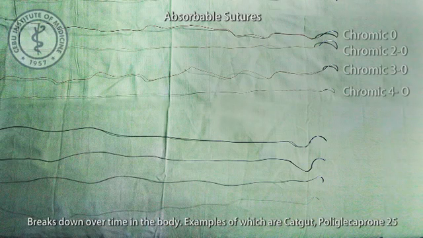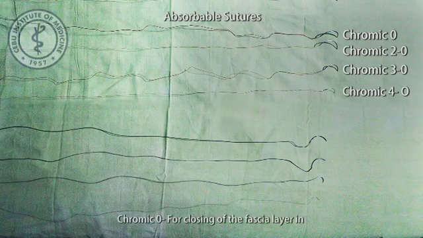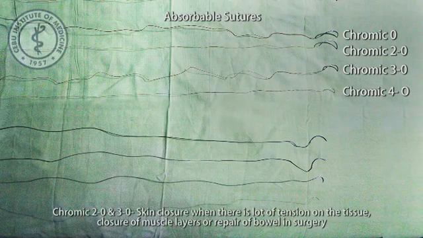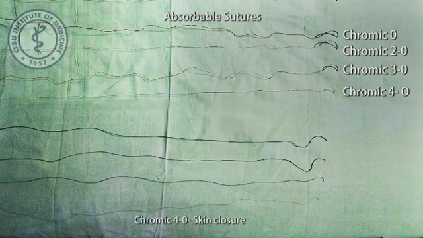Suture. Absorbable sutures break down over time in the body, examples of which are catgut, polyglecaprone 25, chromic 0, for closing of the fascia layer in abdominal surgery; chromic 2-0 and 3-0, for skin closure when there is a lot of tension on the tissue, closure of muscle layers, or repair of bowel in surgery; chromic 4-0, for skin closure.